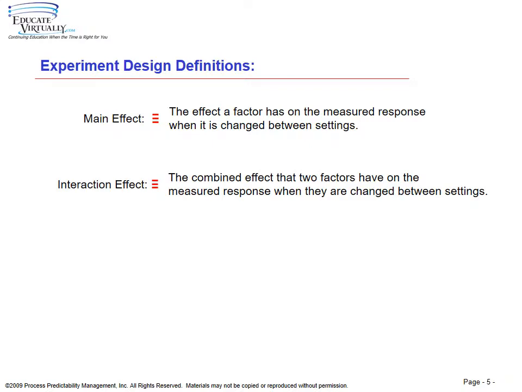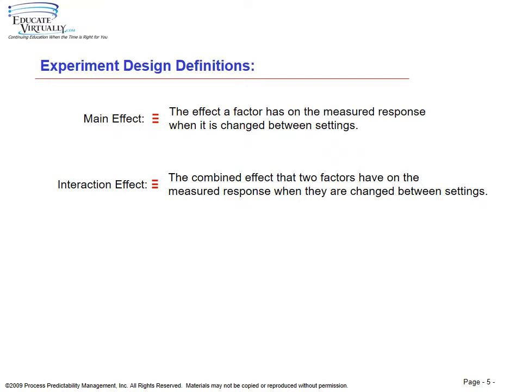A combined effect, or an interaction effect, is when we have two factors that are actually working together. That would be the impact they have on the measured response when together they change between level settings. Like, say, the time and temperature combination, we may see that that has a combined effect.